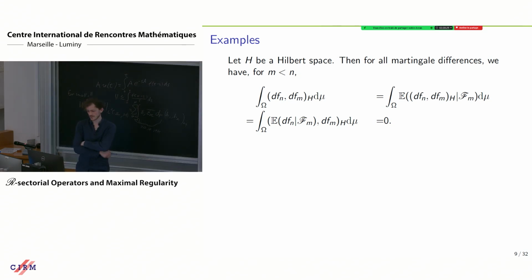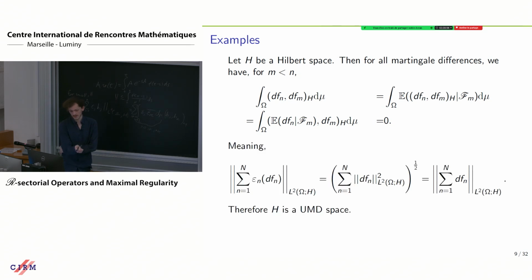Okay, so some examples of UMD spaces. If you take a Hilbert space, and then we consider the inner product of two martingale differences, we use the definition of conditional expectation here, and then we take the term that's measurable with respect to this sigma algebra outside, and then this vanishes because of the martingale definition. Both of the terms in the difference are equal to f_m, and you get 0. And then an application of Khinchin's inequality gives you the UMD property.